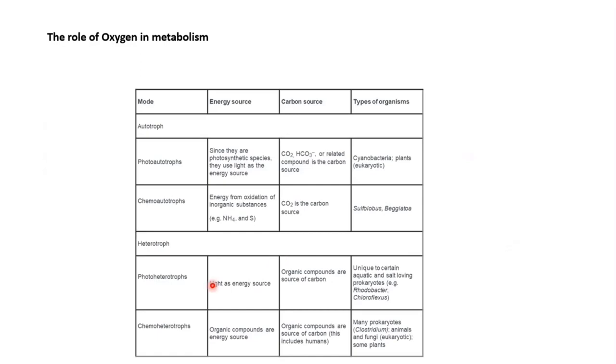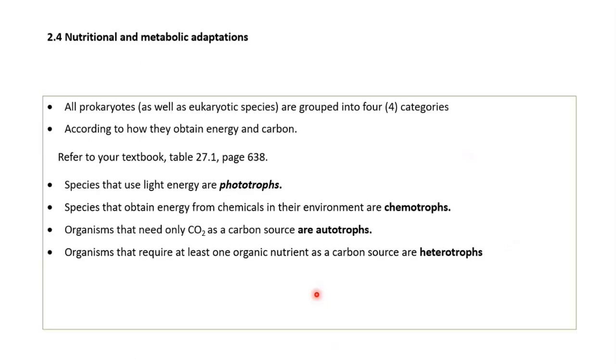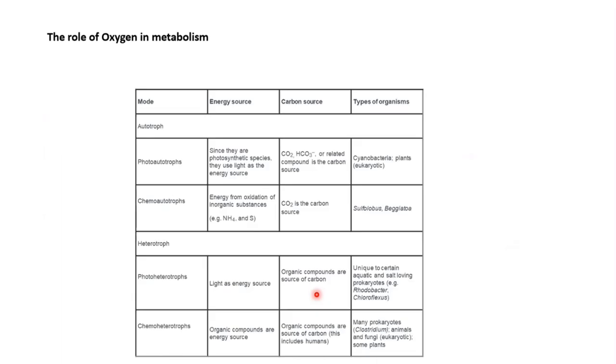On the heterotroph side, there are photoheterotrophs and chemoheterotrophs. Photoheterotrophs use light as a source of energy. In terms of carbon source, organic compounds are the source of carbon, and their organisms are certain unique aquatic and salt-loving prokaryotes, for example the species of Rhodobacter and Chloroflexus. For chemoheterotrophs, organic compounds are the energy source, and like mentioned before, they require at least one or more organic nutrients as a source of carbon. In terms of organisms, there are many prokaryotes, especially Clostridium, and animals and fungi, which are eukaryotes, and some plants, within the chemoheterotrophs.